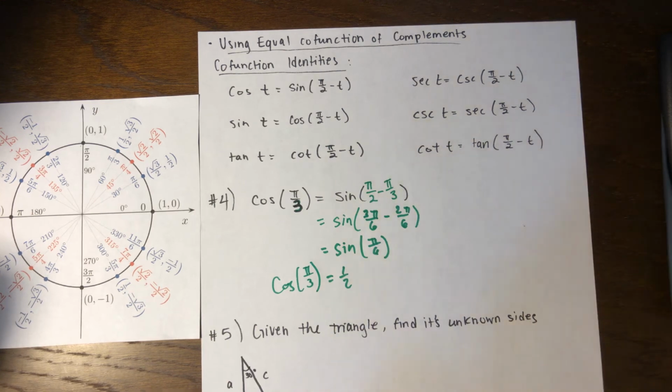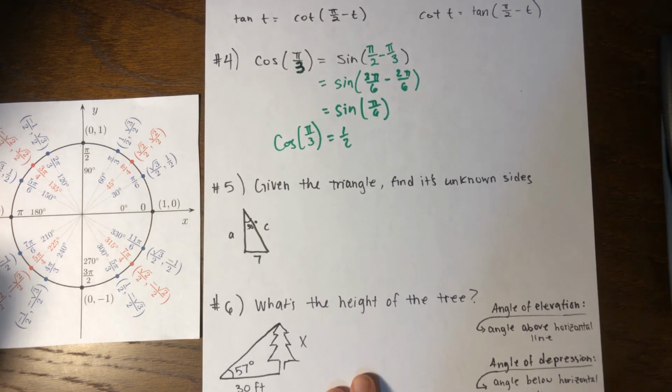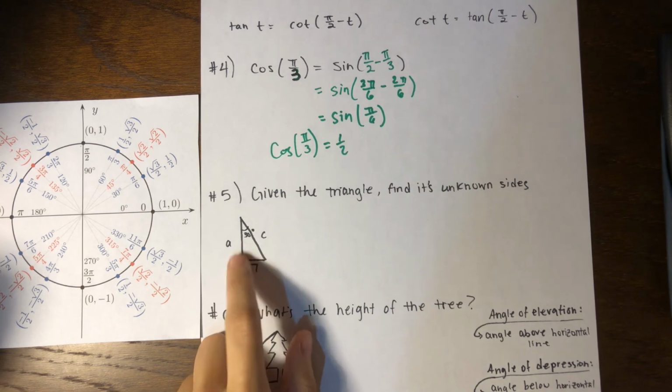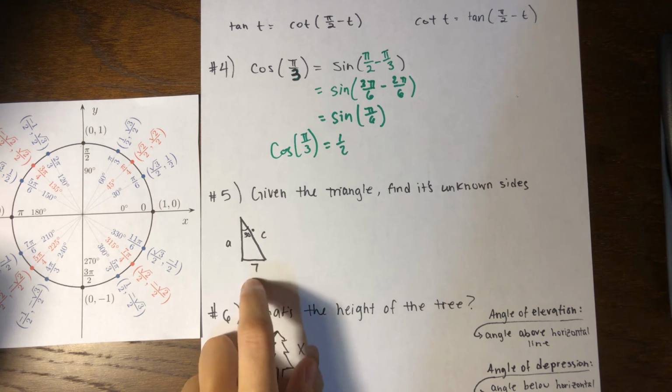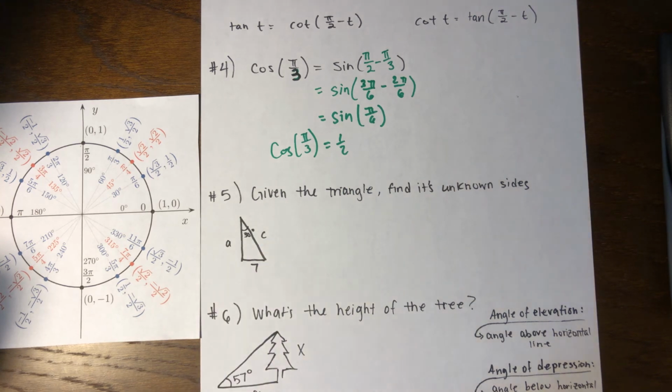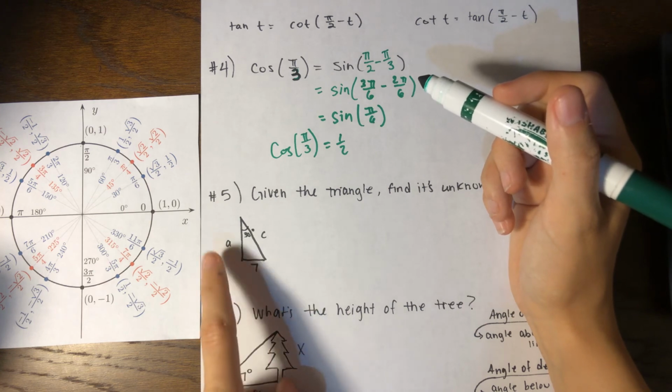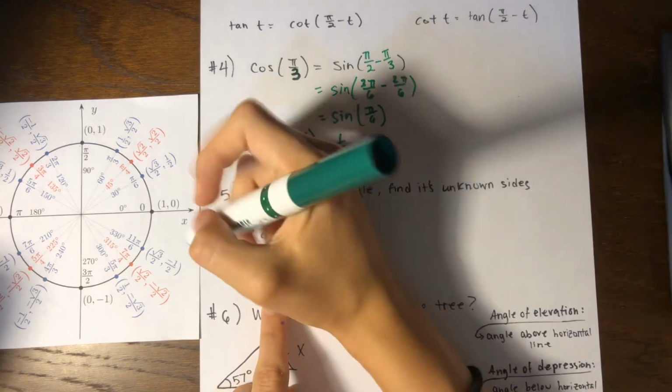Okay? So let's do the given triangle, the next one. We're almost done. We need to find its unknown side. So we're given 30 degrees. I know that's tiny. Right? And we're given A, C, and 7. Okay, so we need to take what we're given. So I know that I'm given the opposite, adjacent, hypotenuse.